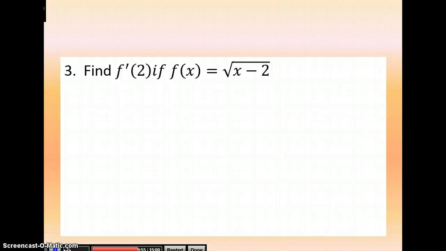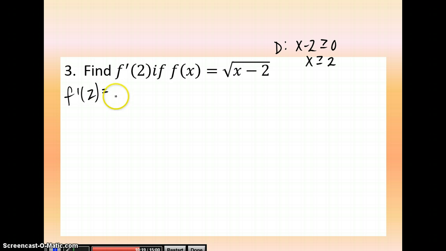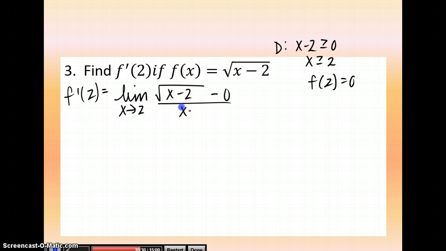All right, let's look at this one. Find the value of the derivative at 2 if the function is square root of x minus 2. So the domain, we know what's underneath the radical has to be greater than or equal to 0. x has to be greater than or equal to 2. So 2 is in the domain of the function. f prime of 2, using our alternate definition, limit as x approaches c, original function minus the value of the function at 2, which would be 0, all over x minus 2. So limit as x approaches 2.